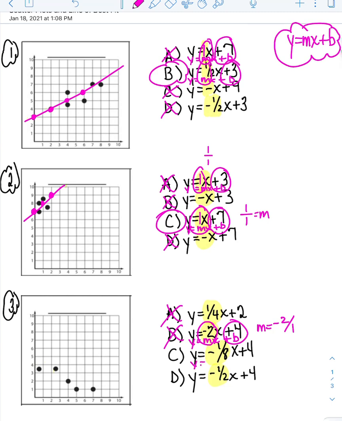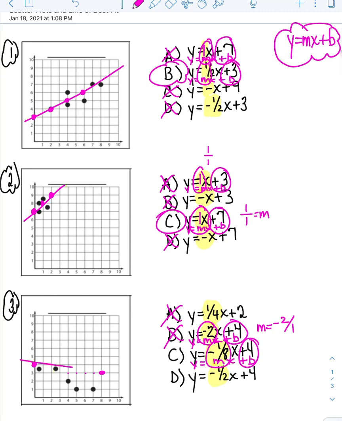Now let's test choice C. Y equals mx plus b. Remember, we always start with our b. In this case, it's 4. And my slope is negative 1/8. That means I go down 1 and run 8. 1, 2, 3, 4, 5, 6, 7, 8.